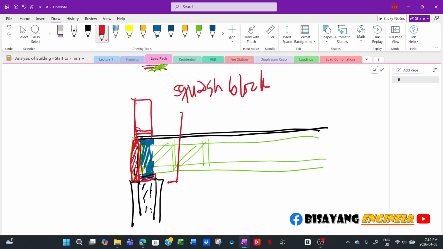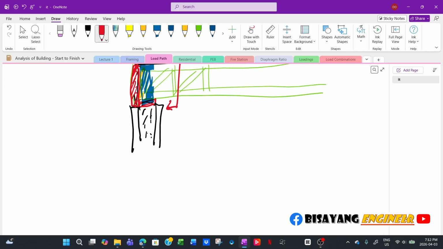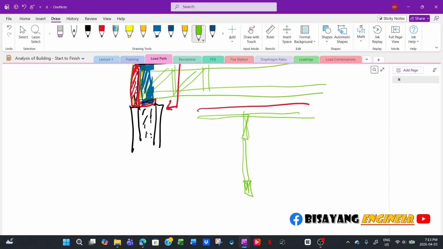Now, if you cut a section looking in that direction, this is your trusses. This is your top chord. This is your web member. And this is your bottom chord. Then this is your sheathing, right? And then you have your bottom plate. Now on each side of the truss member, you will have the squash block.